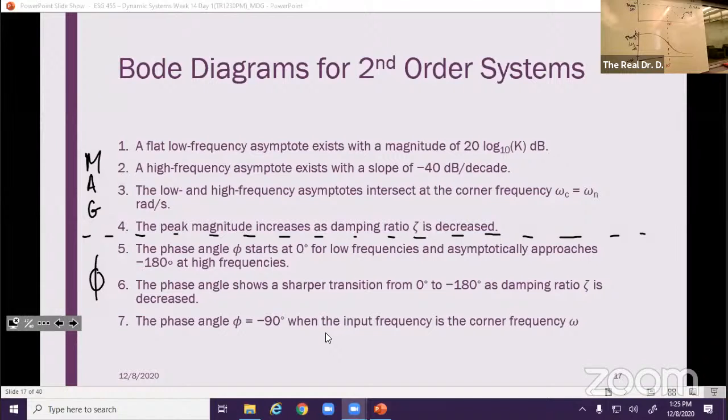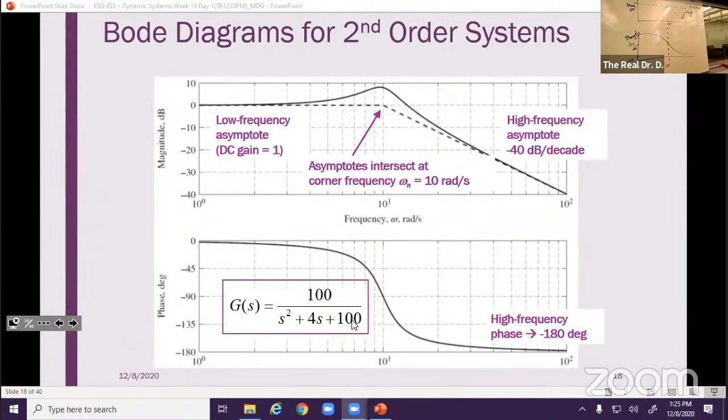Okay. So those are the rules. That's how we do it. This is what we just drew. Here's my low frequency asymptote right here. Here's my high frequency asymptote right here. That's my omega C. Check out my phase diagram. My phase diagram crosses minus 90 at 10. It goes from 0 to minus 180.